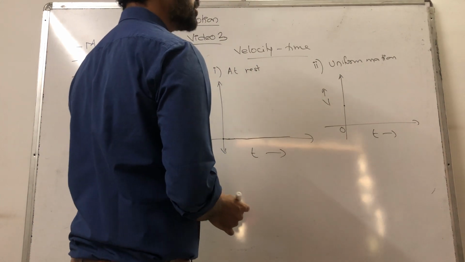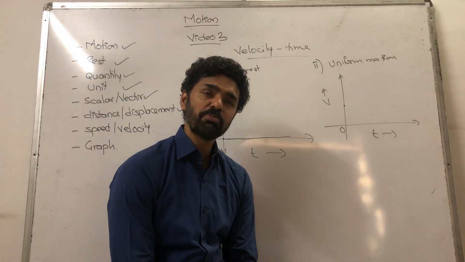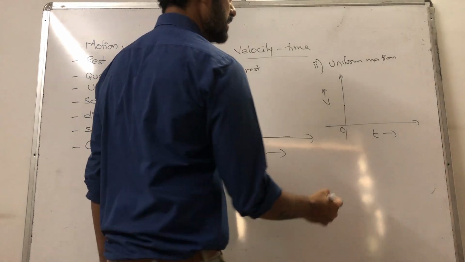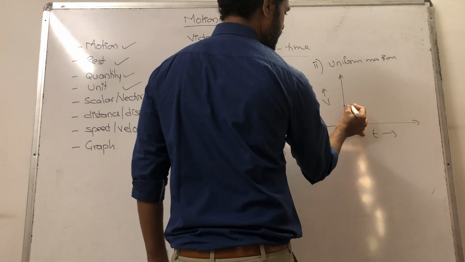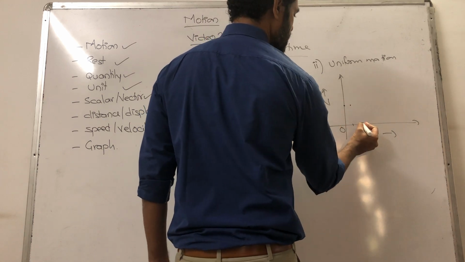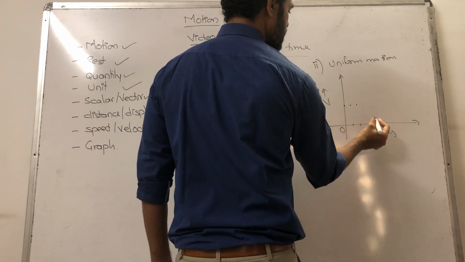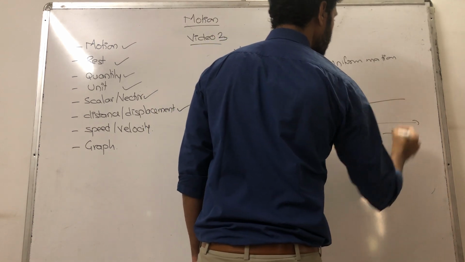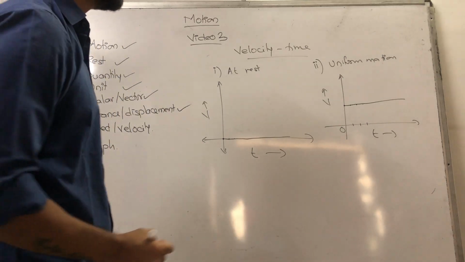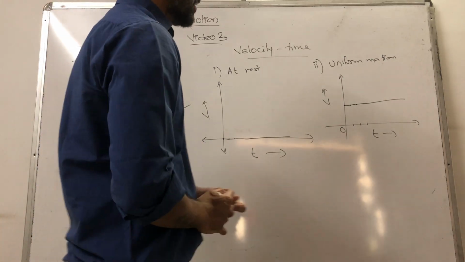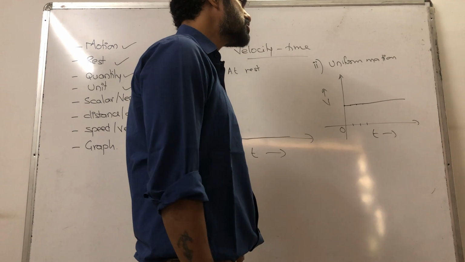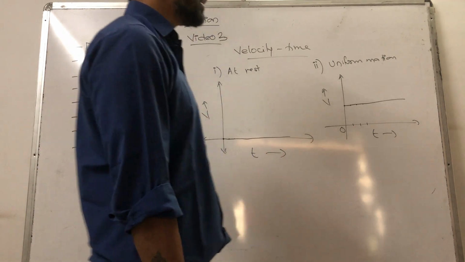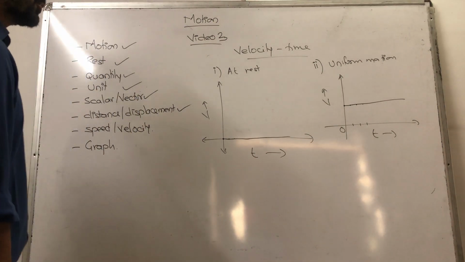Now if the body is performing uniform motion, the speed will neither increase nor decrease. It will move at a constant speed. So let's say at time equals 5 seconds, the speed is neither increasing nor decreasing. After 10 seconds, the speed remains the same. After 15 seconds, the speed remains the same. So if you join, you get a straight line parallel to the time axis. In distance time graph, a similar graph is for body at rest. For velocity time graph, if you have such a graph, you will infer that the body is performing uniform motion.